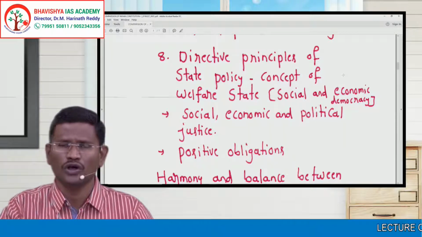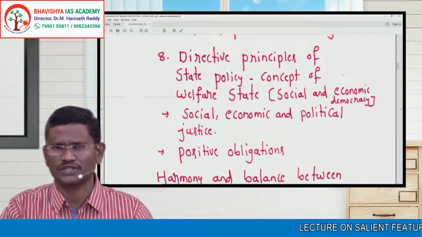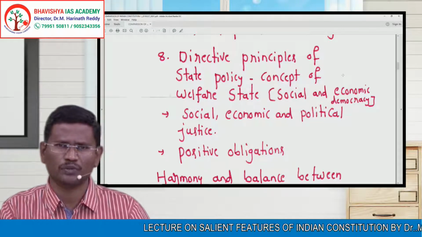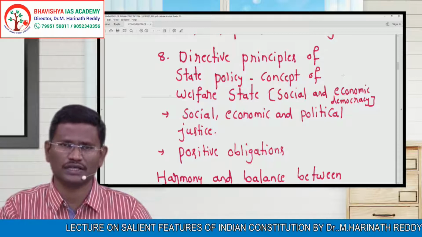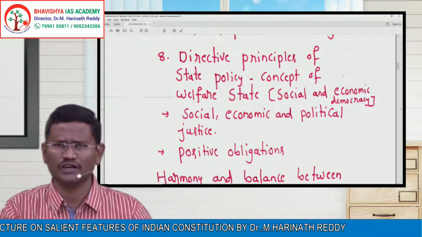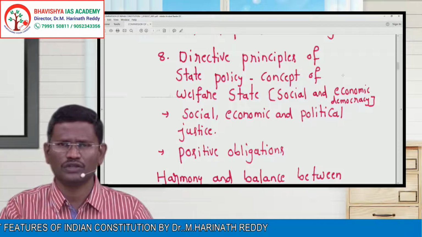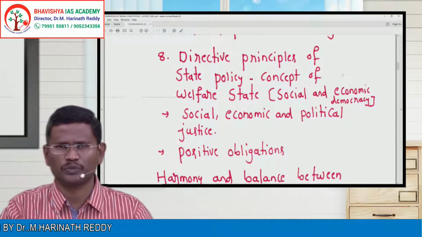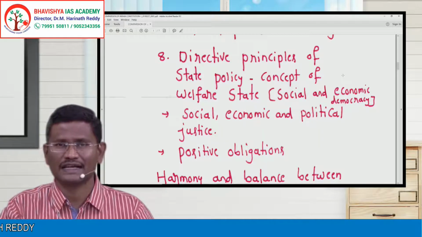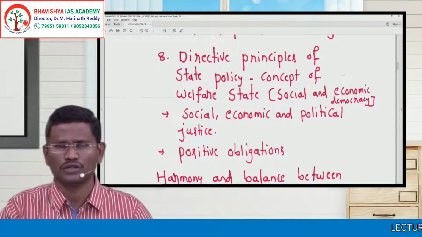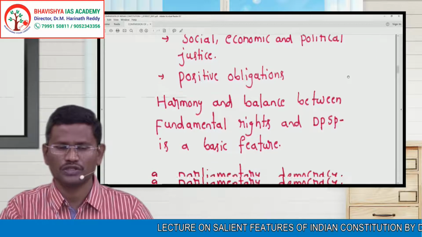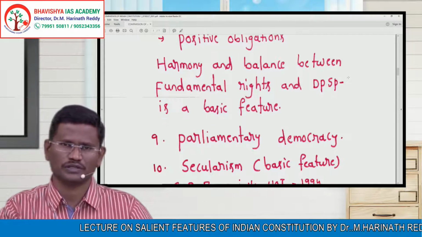In other words, over a period of time, the Indian Supreme Court said both are equally important. And one British constitutional expert by name Granville Austin says that they are like the two wheels of a chariot. One without the other has no meaning. Fundamental rights and directive principles of state policy together constitute the conscience of the Indian Constitution, the soul of the Indian Constitution. They are very important parts of the Indian Constitution. So that's about the directive principles of state policy.